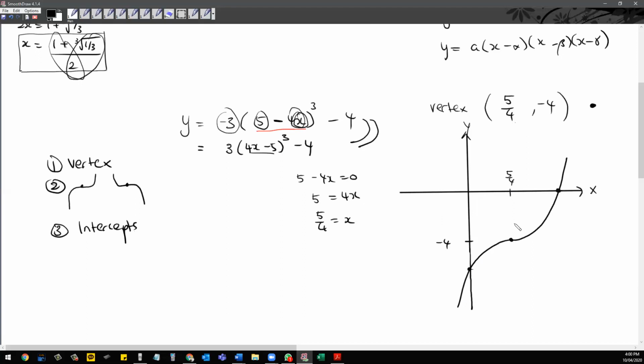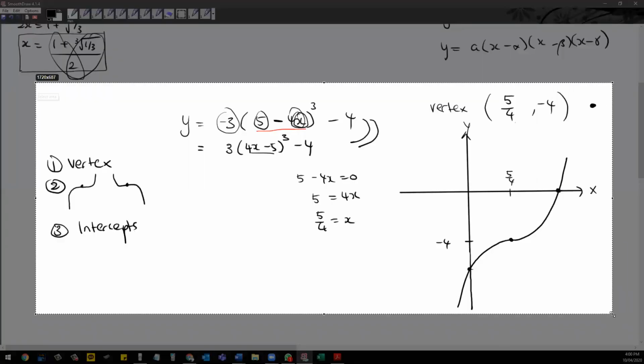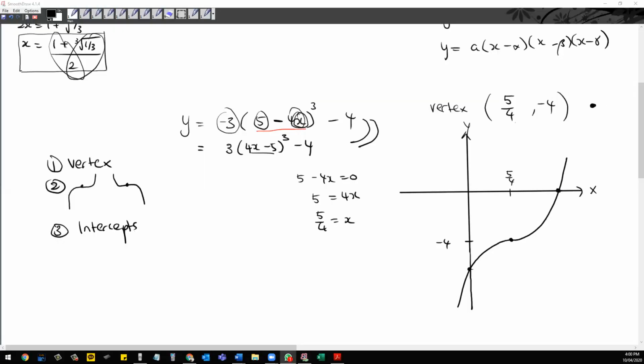So I'll leave it to you as homework to figure out those points. So I'll send it to you now as a photo. So I've just done that.